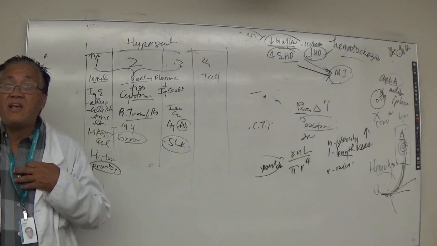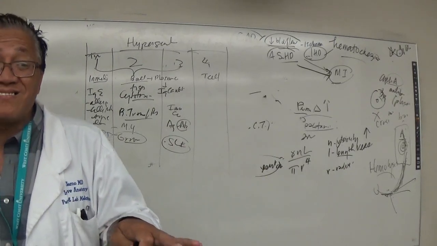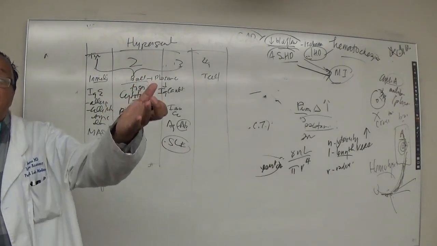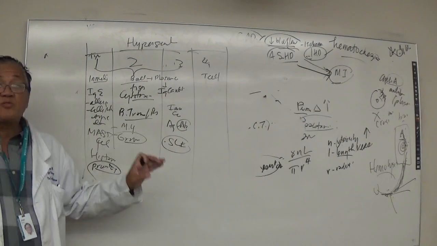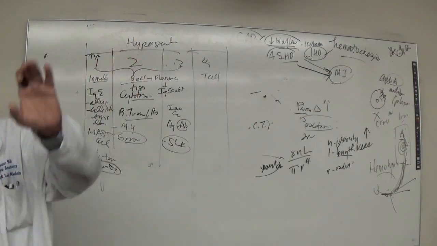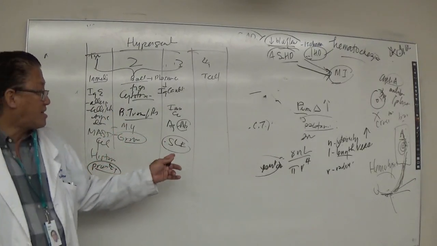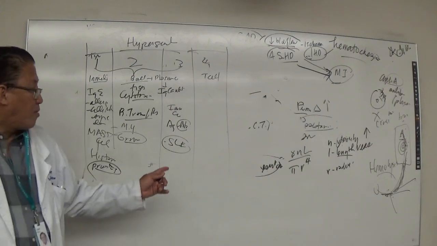Your own body, auto means self. Your own body attacks your own other cells. And they say it's usually due to what? You have a virus infection or bacterial infection. Your antibodies are supposed to kill the virus or bacteria, but aside from killing the virus or the foreign body, it also attacks you now. It turns against you to attack every cell or every part of the body.